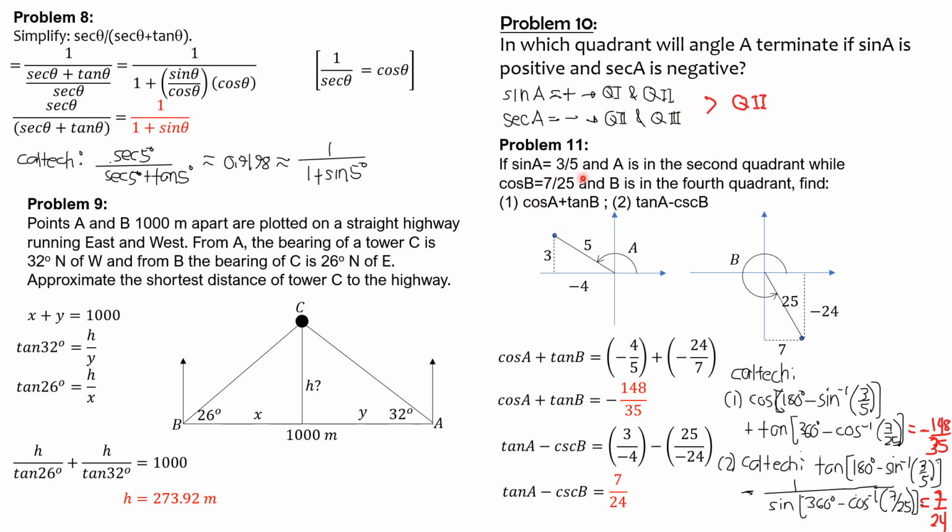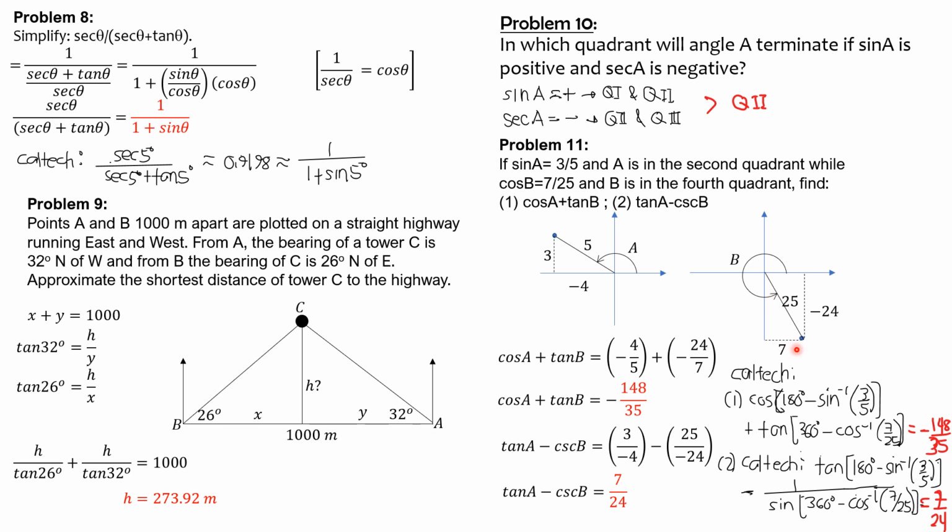11, if sine of A is 3 over 5 and A is in the second quadrant, this is the location, while cosine of B is 7 over 25 and B is in the fourth quadrant. So this is the position of the point from the origin to that point, and this is the angle B.